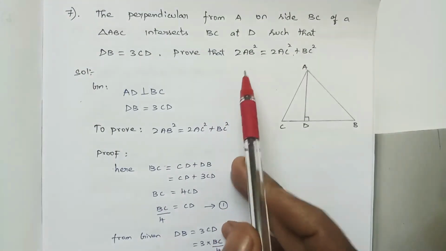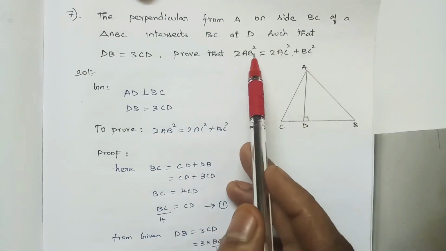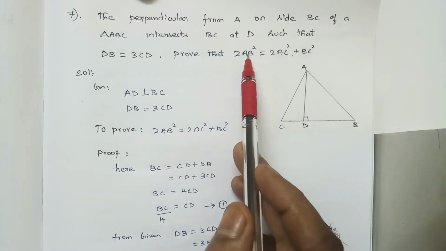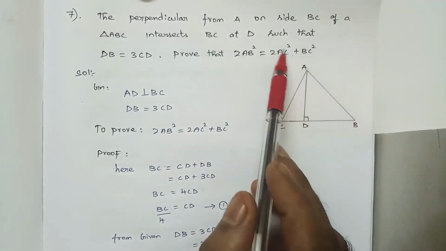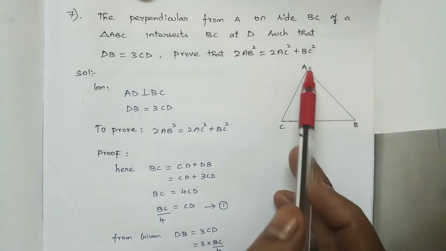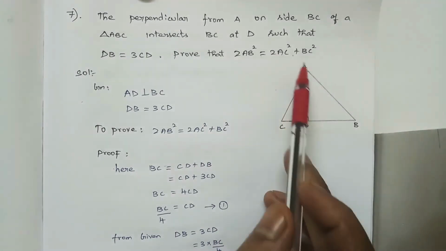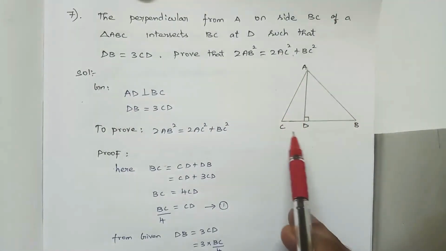I'm just converting, right? See here, 2AB square, 2AC square, BC square. So AB square, AC square, BC square. AB square we need means, you just take this right angle triangle, we get AB square. AC square we need means, you just take the right angle triangle ACD, we get the AC square, right? But BC square, we don't have. We don't have a right angle triangle with BC.